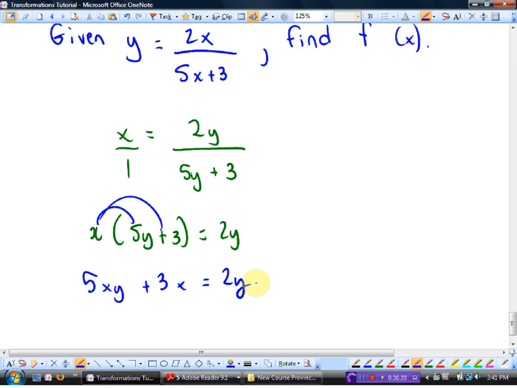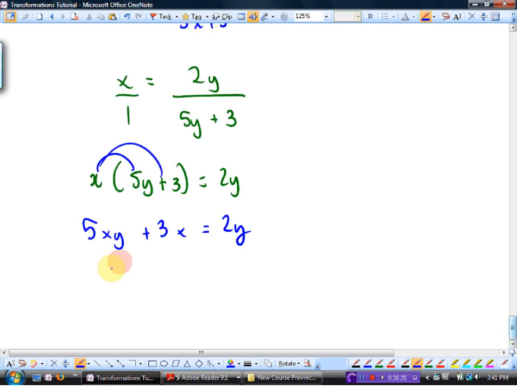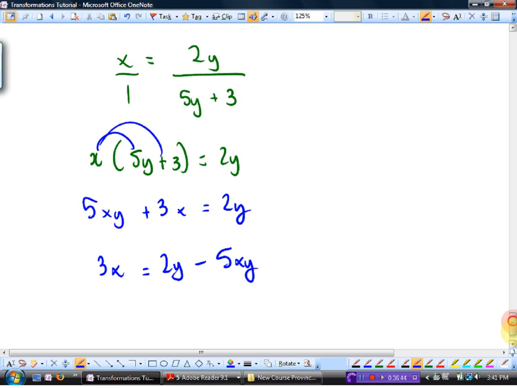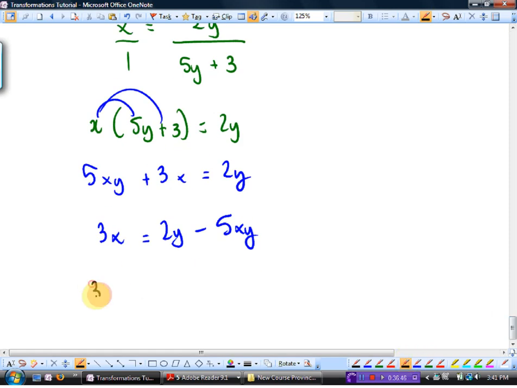I want to get the y by itself. We're going to move this over to this side. Get all my y's to one side. So I'm going to go 3x equals 2y minus 5xy. Now this is yucky because how many y's do I have here? Two. How many would I prefer to have? One. How? Factor it. Absolutely. This is going to become 3x equals y bracket 2 minus 5x.